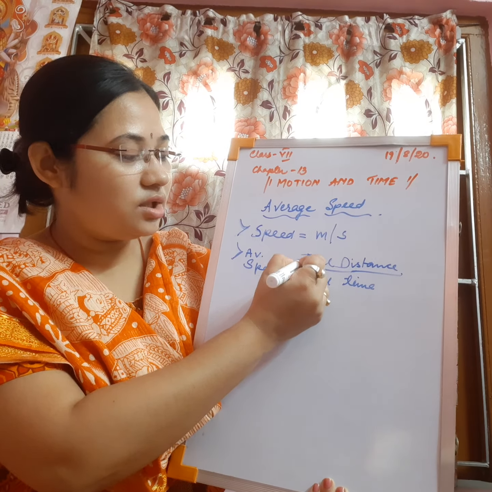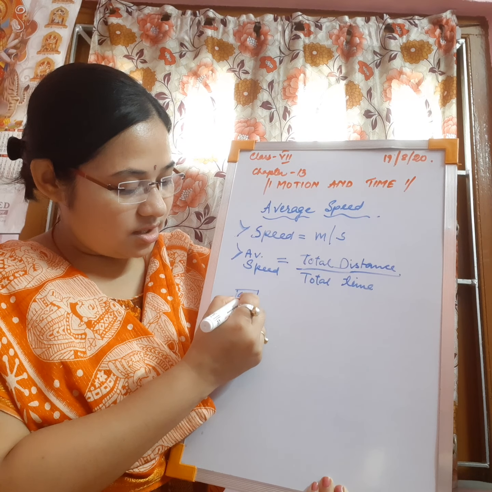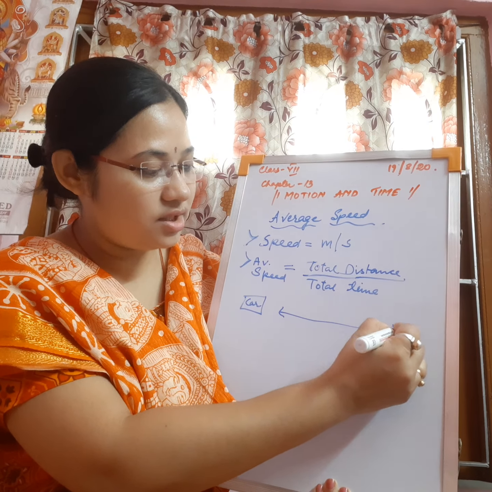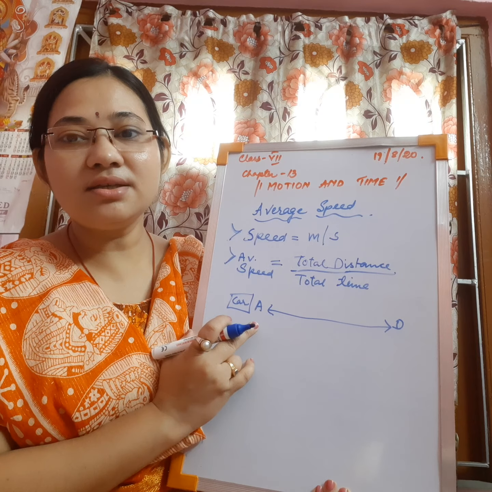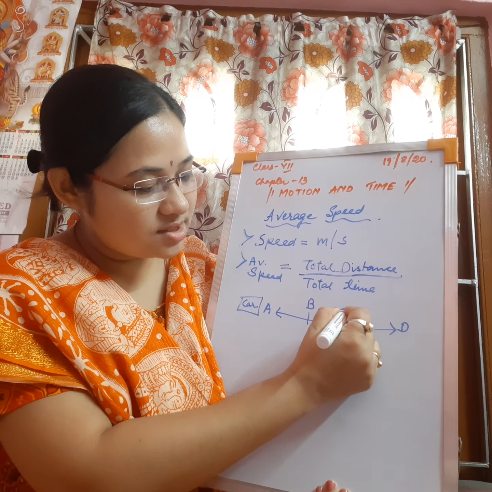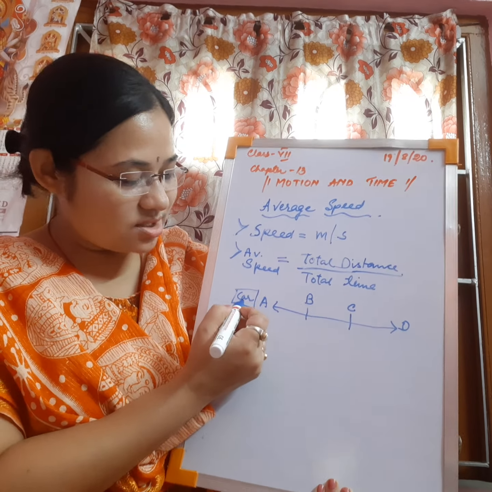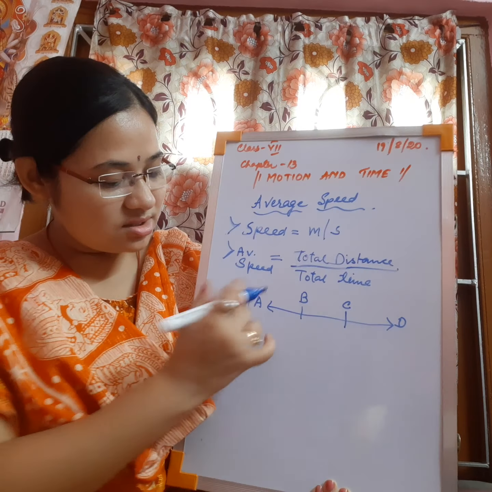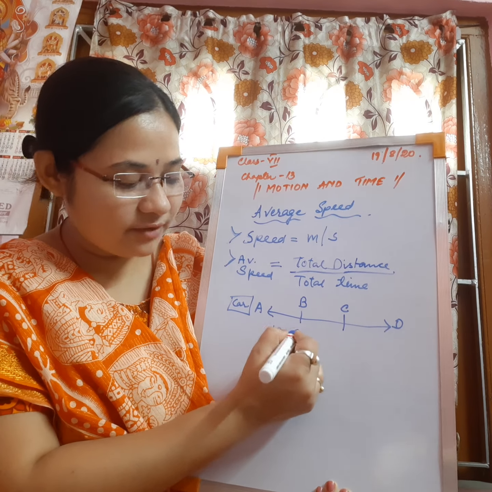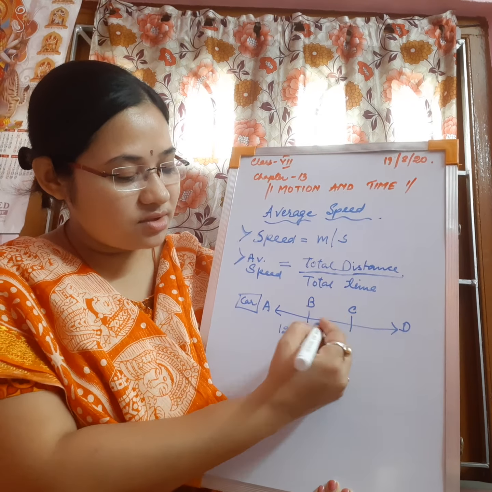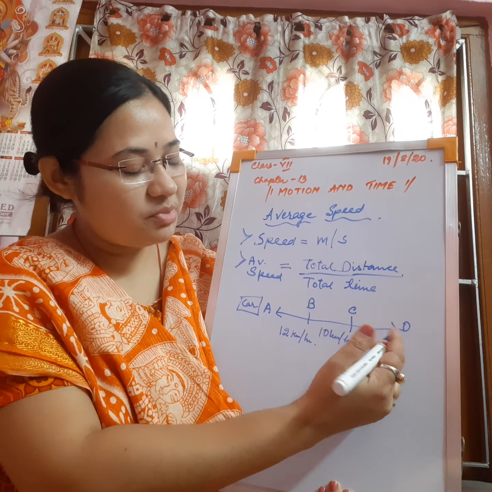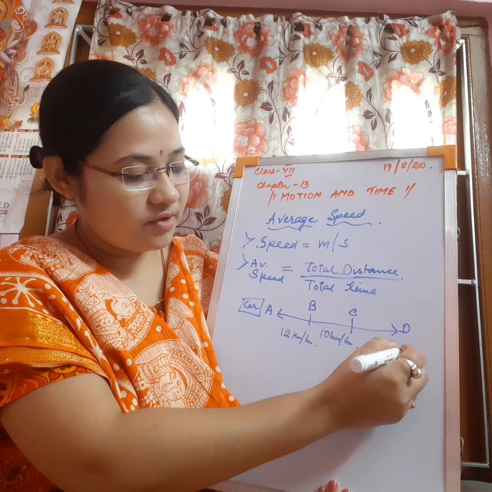Why total distance by total time? Because suppose there is a car going from city A to city D. It will first go to city B, then to city C, then reach city D. Now this car is not going at uniform speed. Sometimes it goes 12 kilometers per hour, next it slows down, suppose 10 kilometers per hour, then again it speeds up, suppose 20 kilometers per hour. Very speedily it will go.